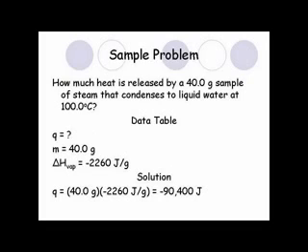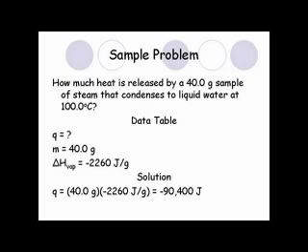Now, this is a case where normally when we report latent heats of fusion and latent heats of vaporization, we will always report their absolute value, meaning that they'll be positive. In this case, though, because we are removing heat from the steam in order to get it to condense, we have to have a negative sign in front of our latent heat of vaporization. So it's very important that you know what the signs mean and when to use them.